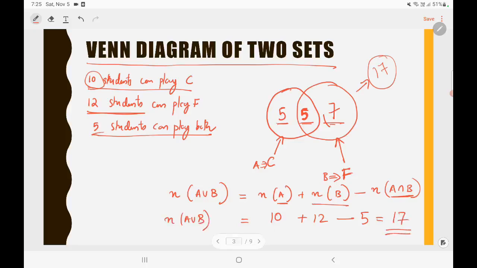A union B means the total number of students in that group. So that is 17. From this equation you got 17, and from the Venn diagram also you got 17. So these are two methods in which you can find the answer. You can either draw the Venn diagram or you can use this equation.